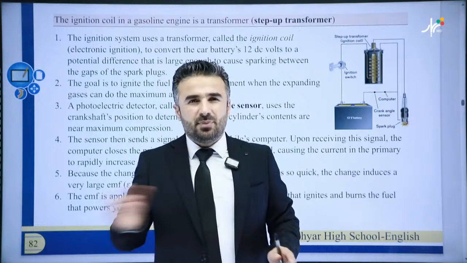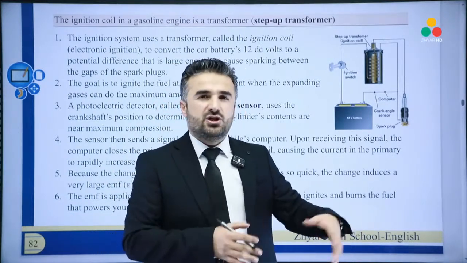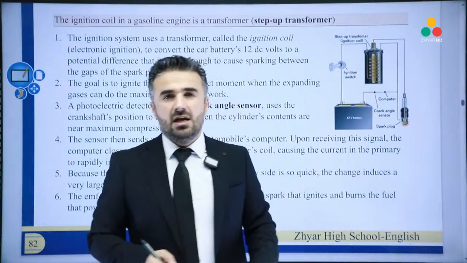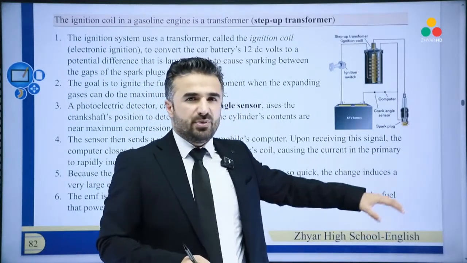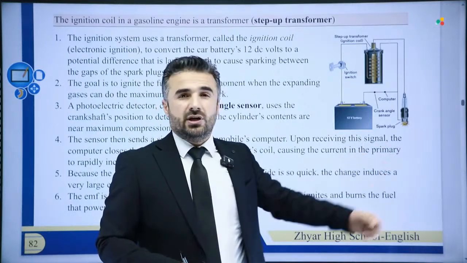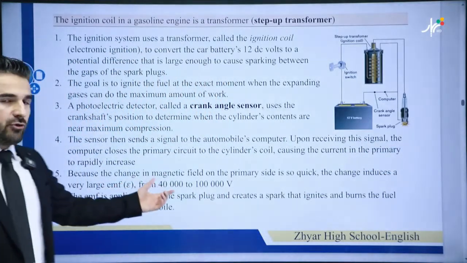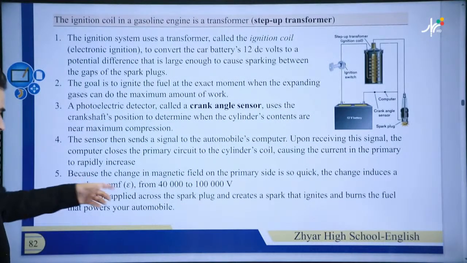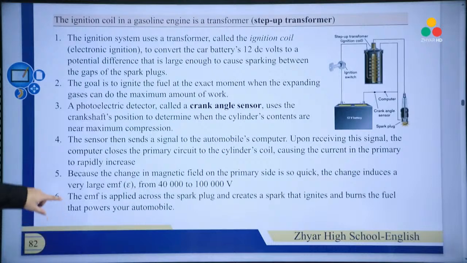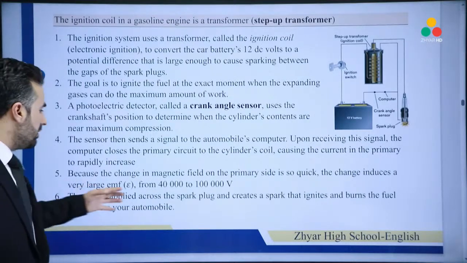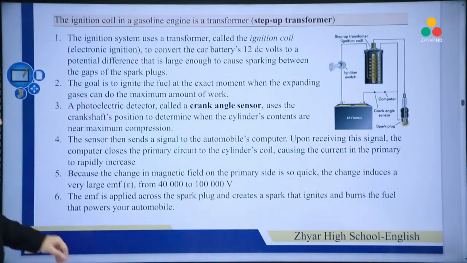Because the current is rapidly changing, this rapid change causes a rapid change in the magnetic field over the second coil, the secondary coil. This rapid change will induce a very high voltage, about 40,000 to 100,000 volts. Or you could say, because the change in the magnetic field on the primary side is so quick, it induces a very large electromotive force, ranging from 40,000 to 100,000 volts.